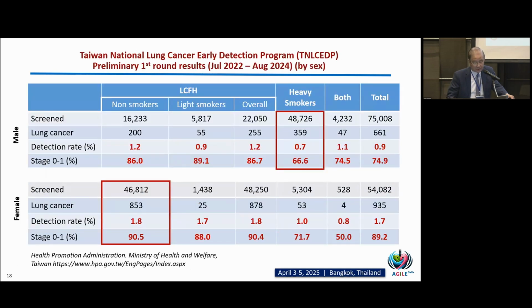And we stratified by male and female. You can see in heavy smoking men, the overall detection rate is 0.7%. And in non-smokers with family history, especially women, you can see the detection rate is up to 1.8%.